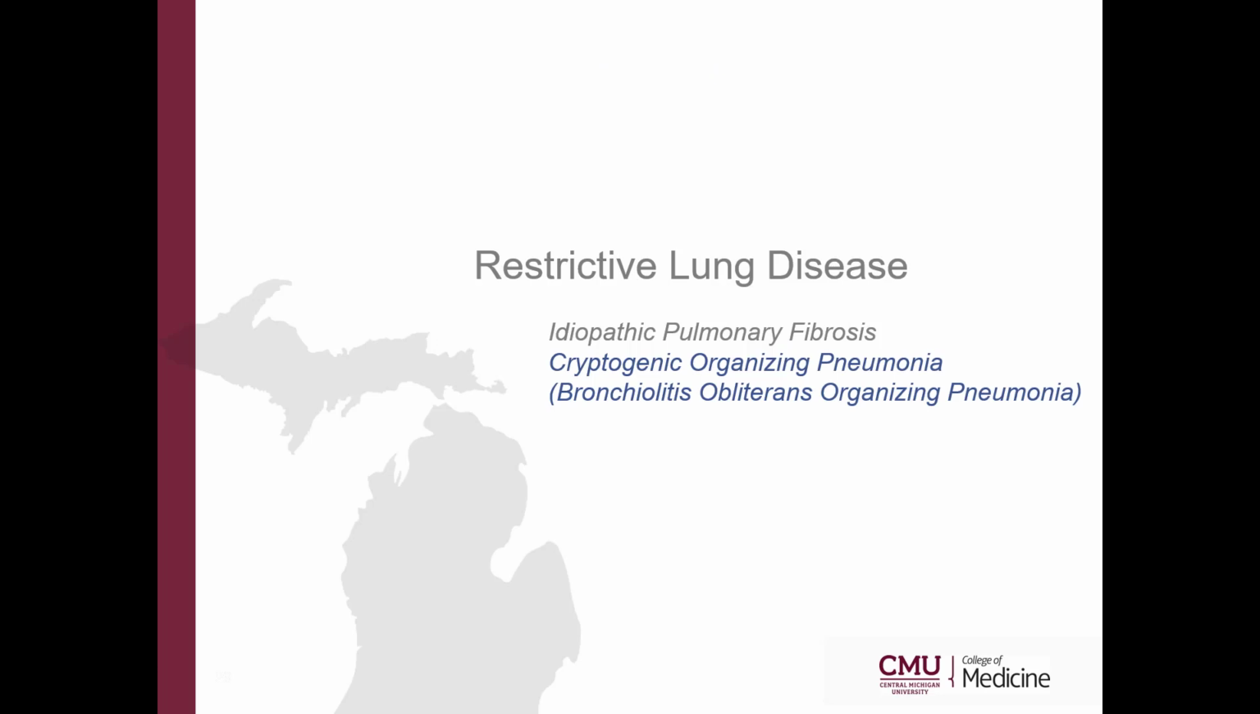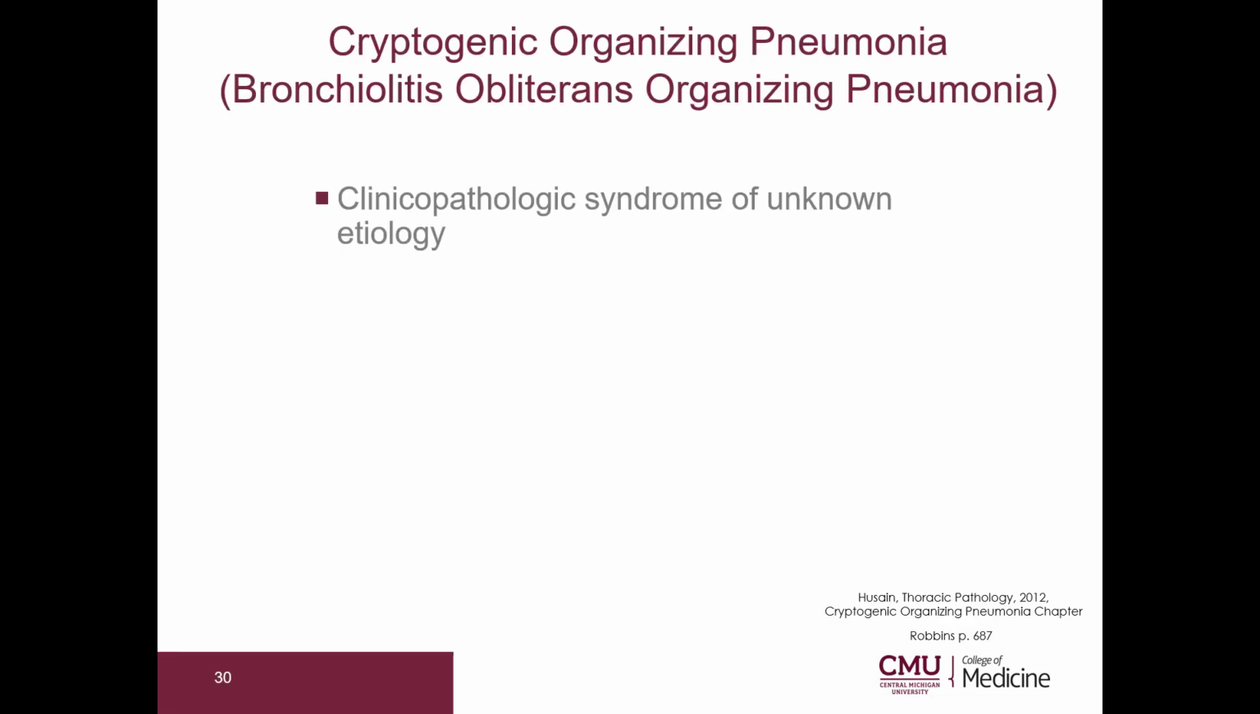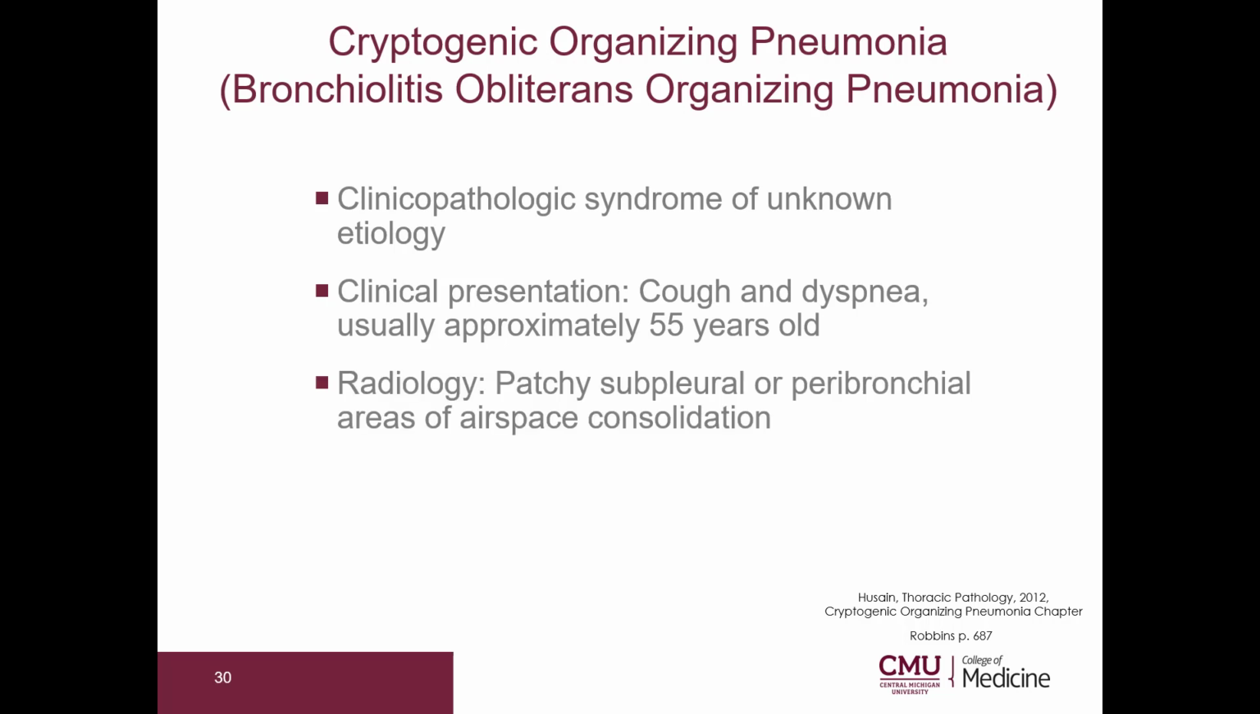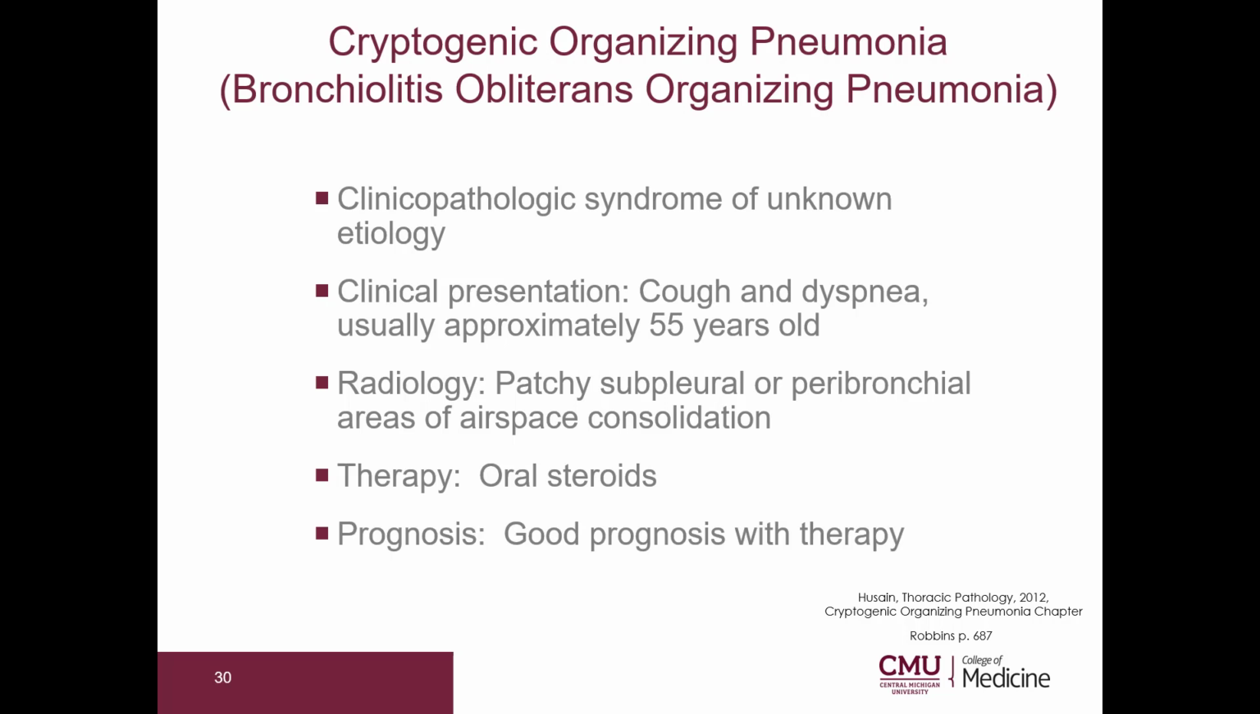Let's go on to bronchiolitis obliterans organizing pneumonia. This is a clinical pathologic syndrome of unknown etiology. The clinical presentation is cough and dyspnea in the mid-50s. Radiology will show patchy subpleural or peribronchial areas of airspace consolidation. The therapy is oral steroids. The prognosis is very good with therapy.